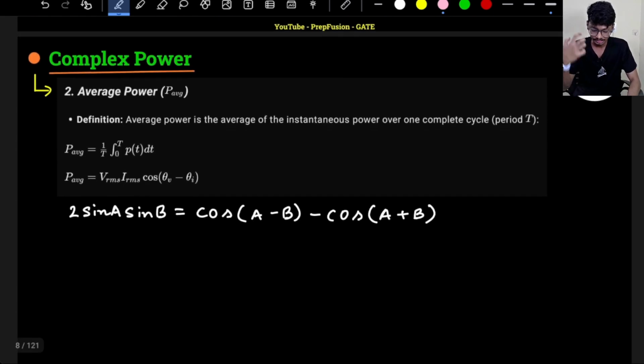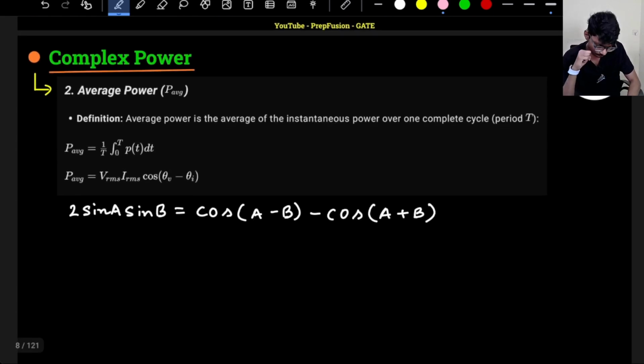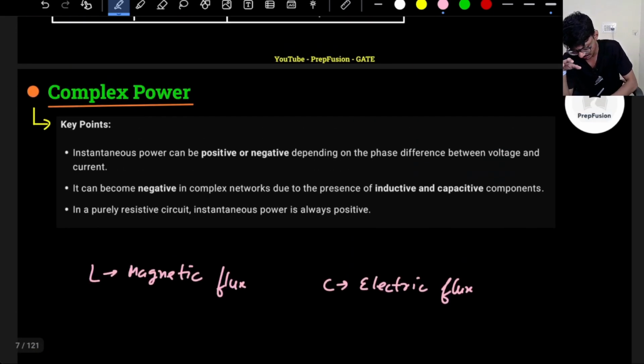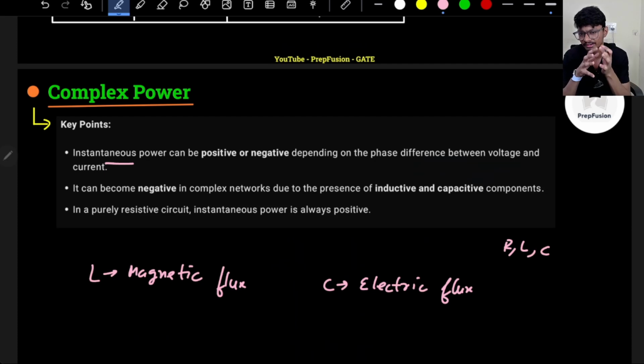Now let us calculate one more quantity. This instantaneous power is not a very good representation of the quantity that I want to say. Basically, a circuit contains R, L, and C, and I want to say how much power it is consuming, or how much active power it is consuming, or how much actual work it is doing. How can I quantify that thing?